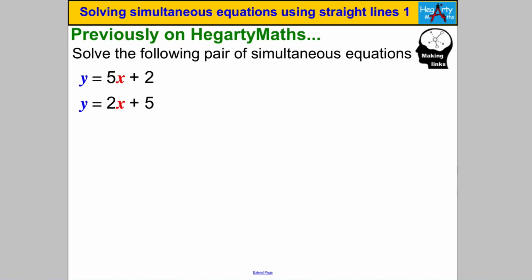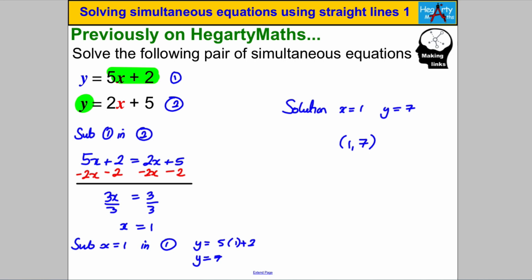Now the next thing I want you to remember is, do you remember how to solve the following pairs of simultaneous equations algebraically? Pause the video and double check you can do that. So you need to look back at your building blocks. If you're not sure how to do this, you would label them 1 or 2, substitute 1 into 2, use the technique of substitution, and you would find that x is equal to 1 and y is equal to 7 is the answer.